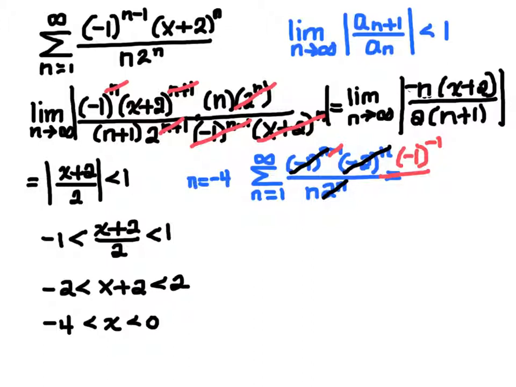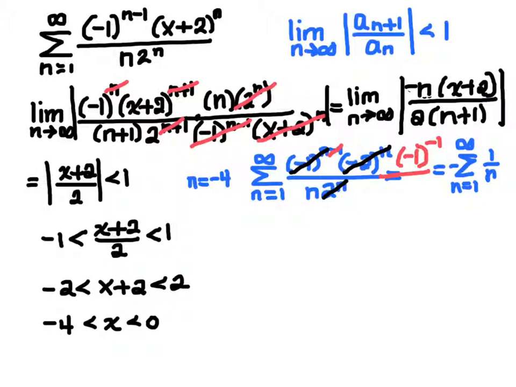And what I end up with is a negative summation of n equals 1 to infinity of 1 over n, which is our harmonic series. And if we remember, our harmonic series always diverges, which means that although our original series converges between negative 4 and 0, it diverges at the endpoint negative 4.